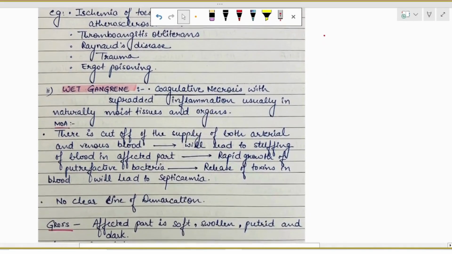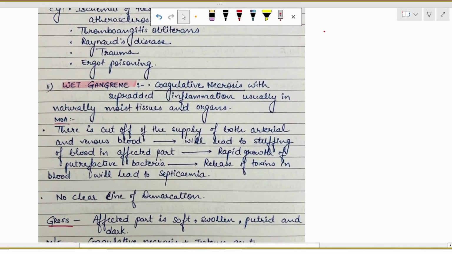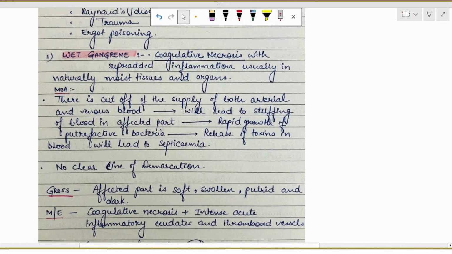Further, another type of gangrene is the wet gangrene. So, what is wet gangrene? Wet gangrene is actually coagulative necrosis with superadded inflammation, usually in the naturally moist tissues and organs. In naturally moist tissues and organs, we mean like our intestine and all.